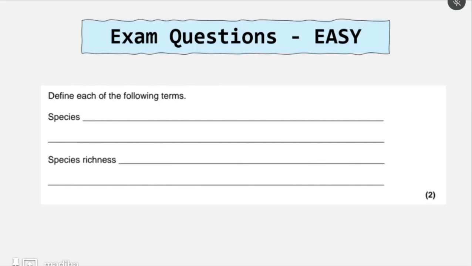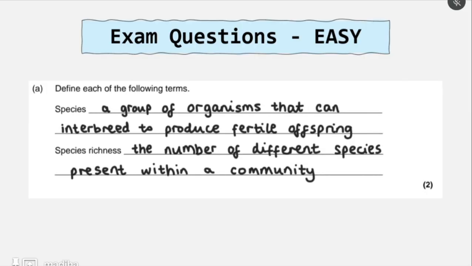Okay, hopefully it shouldn't have taken that long, because it's a really short definition. I'll show my model answer and the mark scheme. My answer was essentially, I literally got this from my PowerPoint, literally copy and paste. A species is a group of organisms that can interbreed to produce fertile offspring. And species richness is the number of different species present within a community. Okay, that's what I've written down.